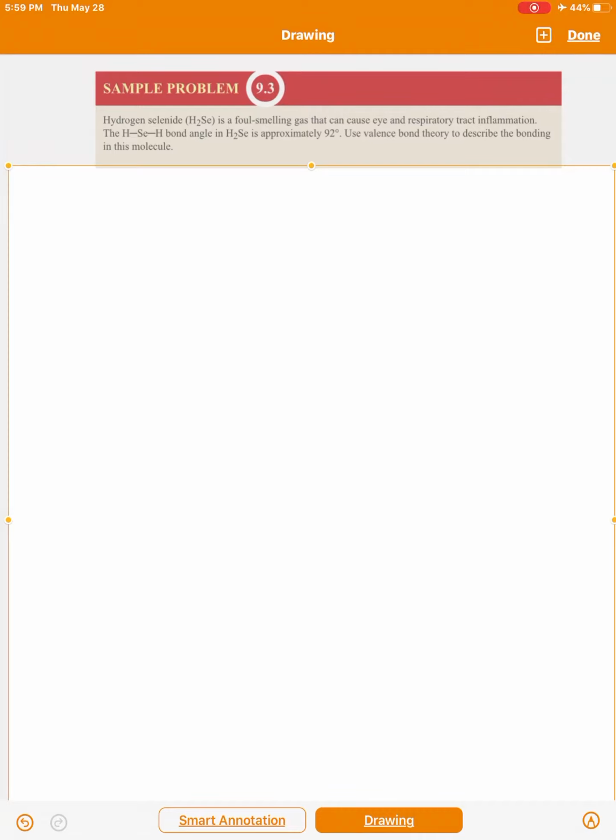Okay, this is sample problem 9.3. Hydrogen selenide, H2Se, is a foul-smelling gas that can cause eye and respiratory tract inflammation. The H-Se-H bond angle in H2Se is approximately 92 degrees. Use valence bond theory to describe the bonding in this molecule.